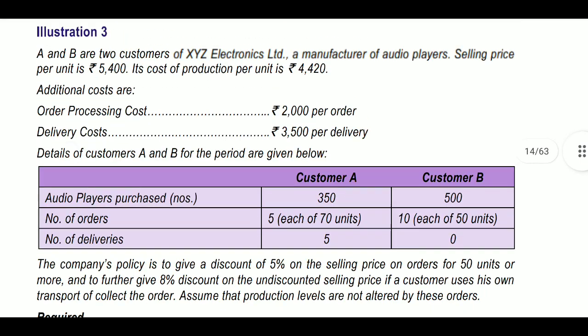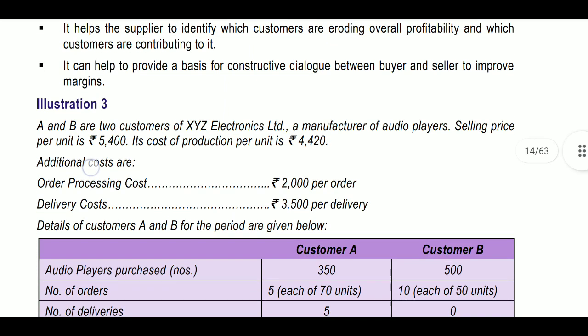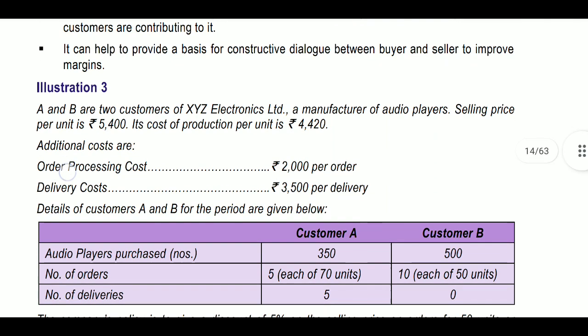For that they are providing the units and related information. They provide the selling price. The selling price will be 5,400. So we will take 5,400 for A, 5,400 for B, and after that the cost of production per unit, the variable cost, will be 4,420 for A and 4,420 for B.